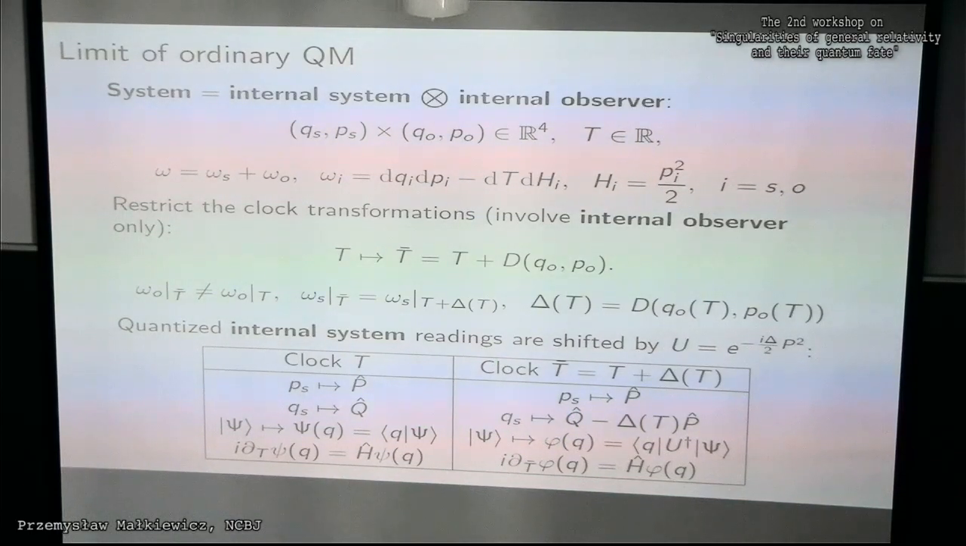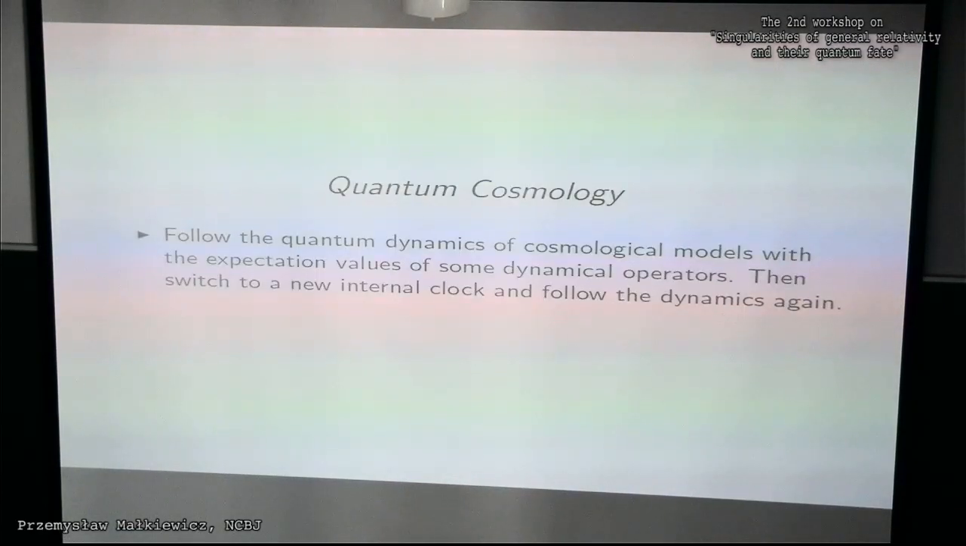So at the end you will see there's a unitary transformation between descriptions in these different relabeled choices of internal clock. Okay. Now we go into the final part of my talk, that is to apply this to quantum cosmological systems. Maybe any questions at this point?